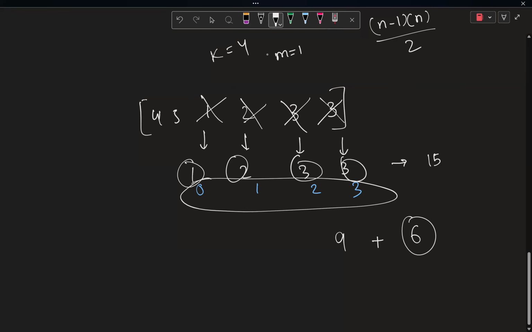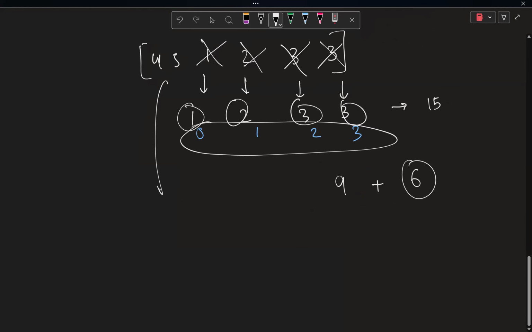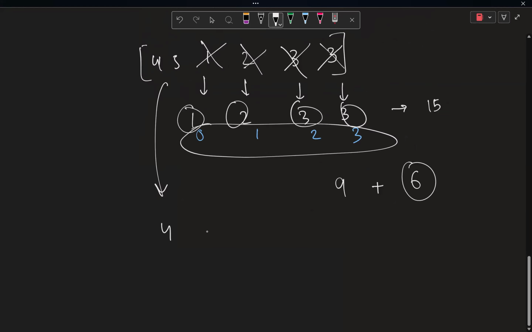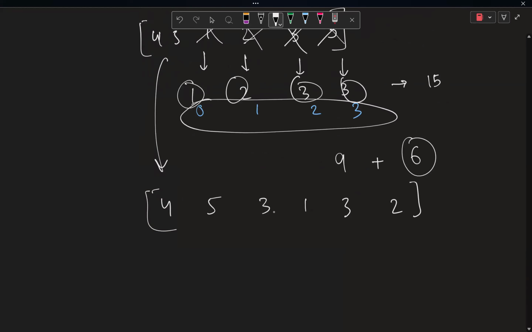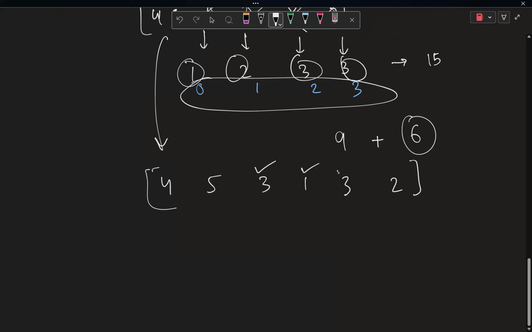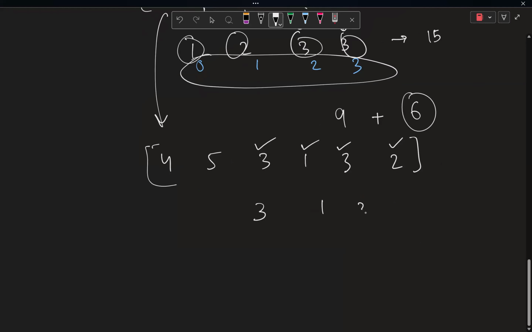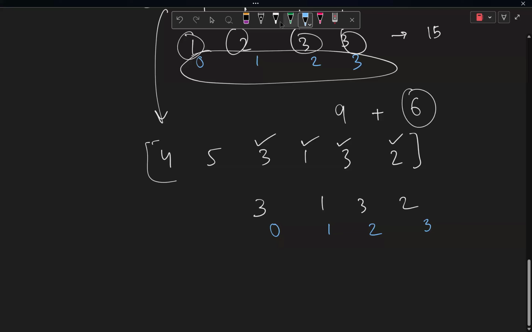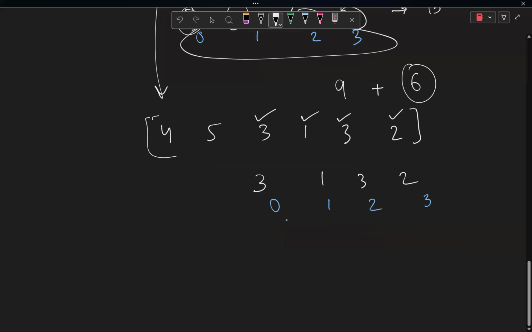Just imagine if this exact same array was written in this way: 4, 5, 3, 1, 3, 2, or maybe any other permutation. You could still buy the tickets on these days, 3, 1, 3, 2. The inflations would still be 0, 1, 2, 3. It does not really matter. You just see that the inflations are still the same. It does not matter in which order these elements were. At the very least, we have been getting this kind of an intuition.